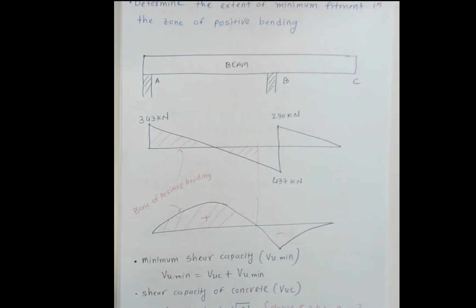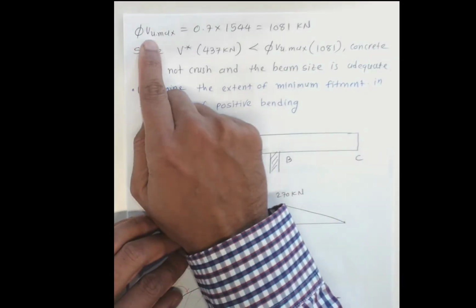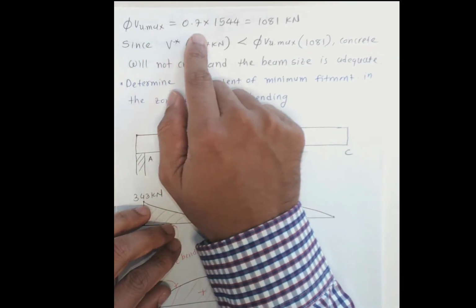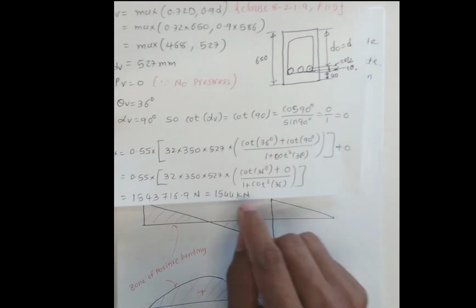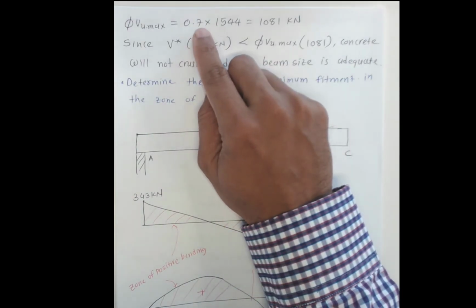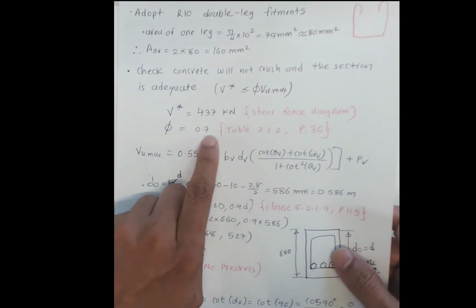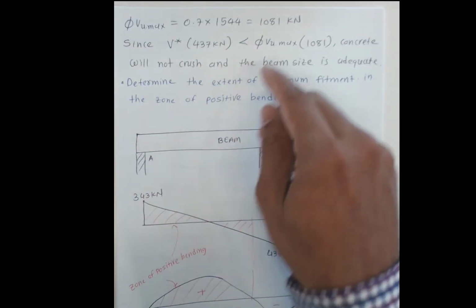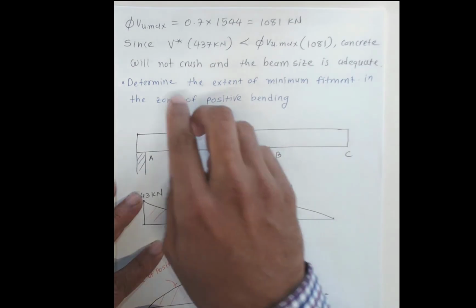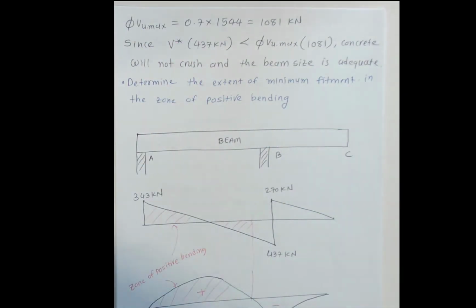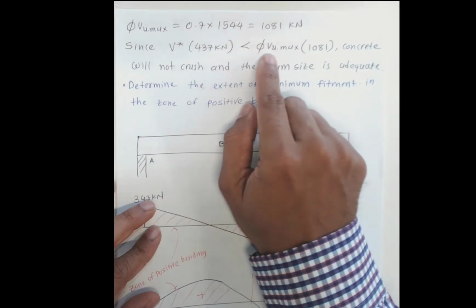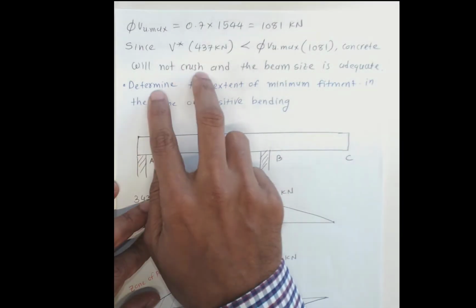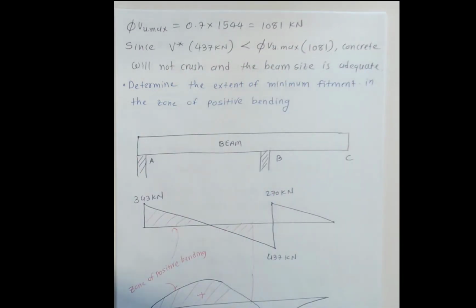Now we need to calculate phi Vu maximum, so we take 0.7 times this calculated value. We just calculated 1544 kilonewtons, times the capacity factor 0.7, which we noted from Table 2.2.2, so we get 1081 kilonewtons. Now we compare this with the 437 kilonewtons we predicted at the start, which is less than phi Vu maximum, 1081. So the concrete will not crush, and the beam size of 650 by 350 millimeters is adequate.